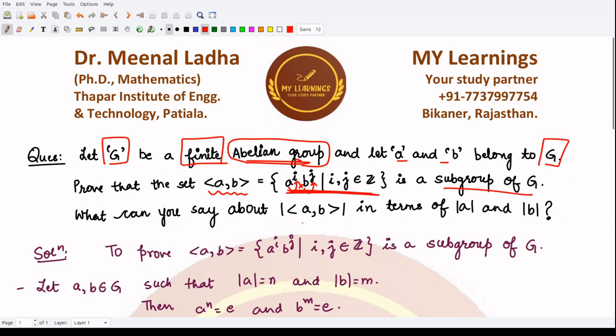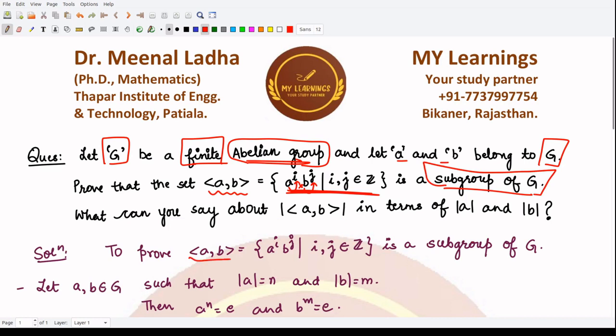And in the second part, we have to tell what is the order of this subgroup, and can we tell the order in terms of the order of A and in terms of the order of B. Let's have a look at these two questions here. So first of all, let's have a look at proving this subset to be a subgroup of G.